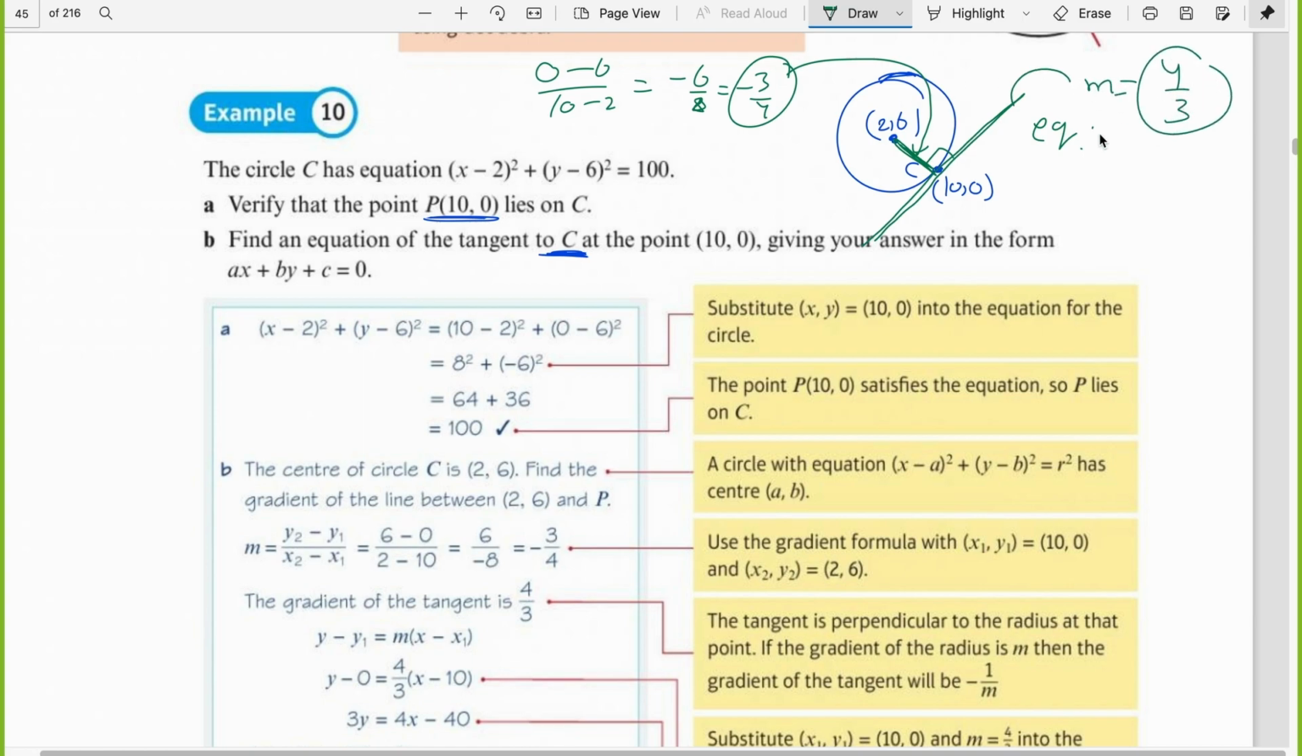Now I have this gradient and I have one of the points. Using these two, y minus y1 is equal to m into x minus x1. Just simplify, and this is the equation of the tangent. Any confusion?